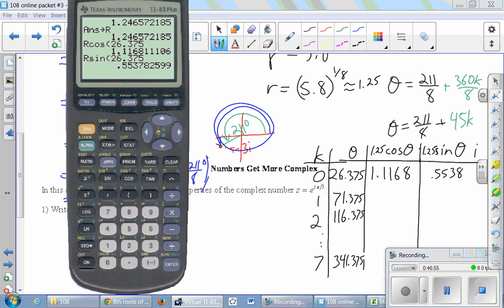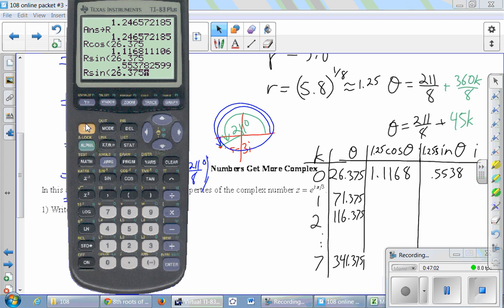So that's one answer, and it's perfectly good, but then we'll get a completely different answer by using the next angle. So let's do second enter, and then we'll change this right here to 71.375. Second enter. So here's a different angle, a different answer, I should say.